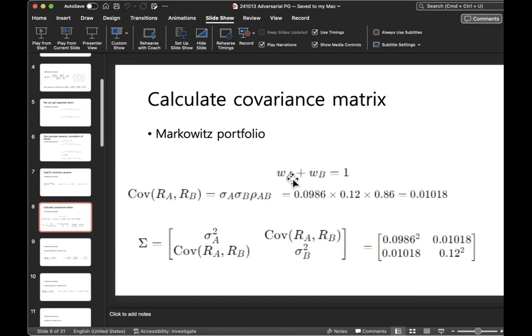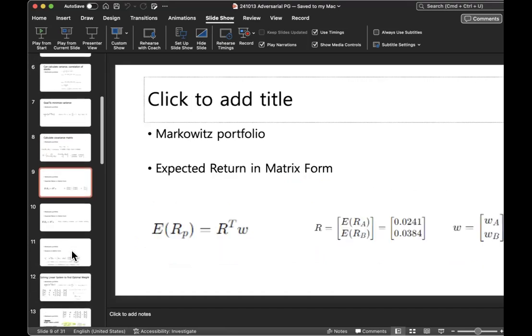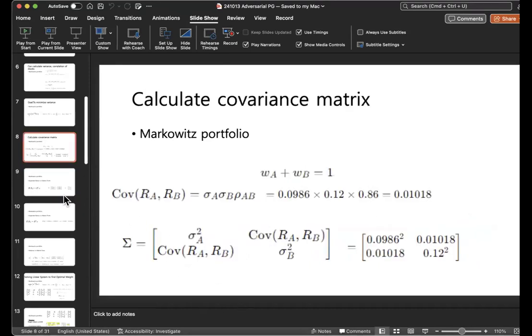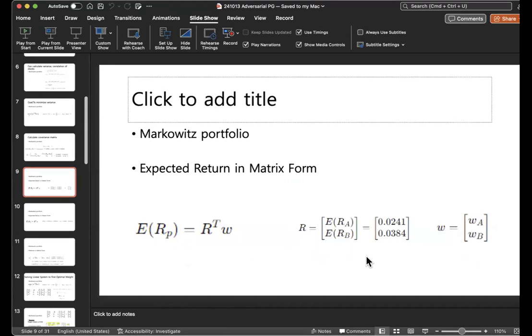Then the sum of the weights will be 1. If you calculate the variance, it is 0.01 point something. And we will calculate the covariance matrix, which has these elements, and we can get the matrix. From it, we have the variance matrix here, and we will also get the expected return vector here.